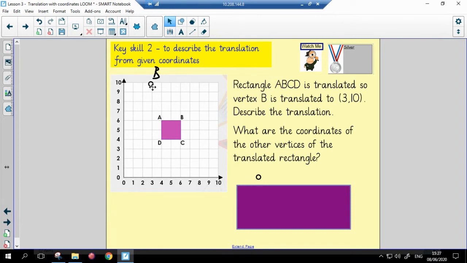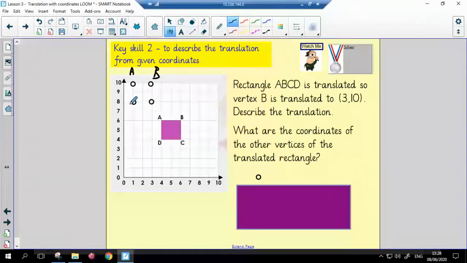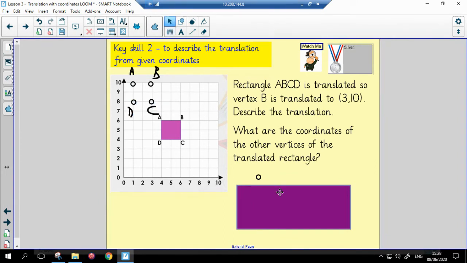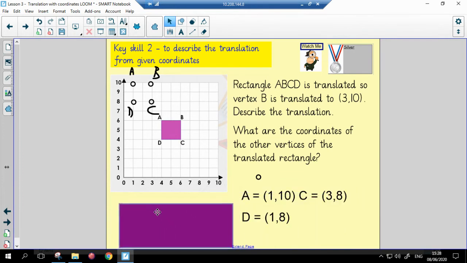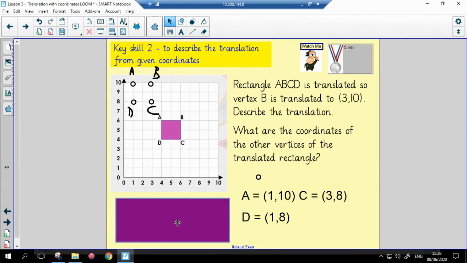The second part of the question says, what are the coordinates of the other vertices of the translated rectangle? So I'm going to mark those now. So let me just get my points. C is 2 squares below, and D is 2 squares along, and A is 2 squares above. Okay. And I'm going to label each of those so I can be ready to find the coordinates. Okay, and I've already listed the coordinates here. They're the coordinates of the new rectangle.